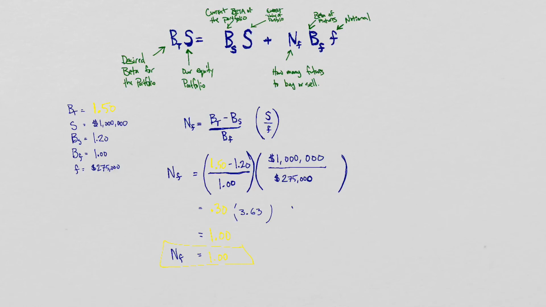But note the absence here of a negative number. And that's because we are net purchasing an equity futures contract. It's not a reduction of risk, it's actually an increase of risk. But you can use this same formula to manage that exposure.